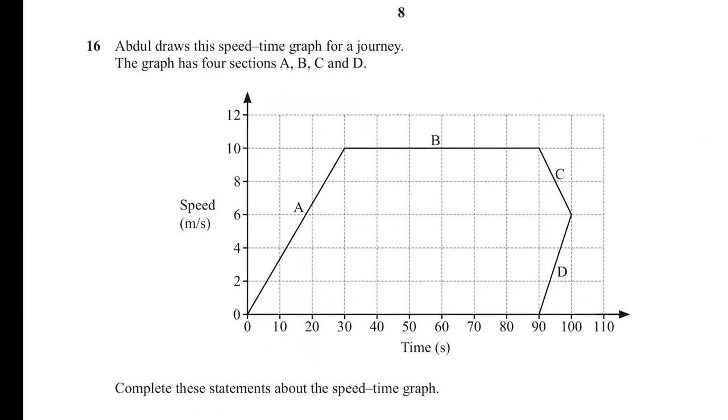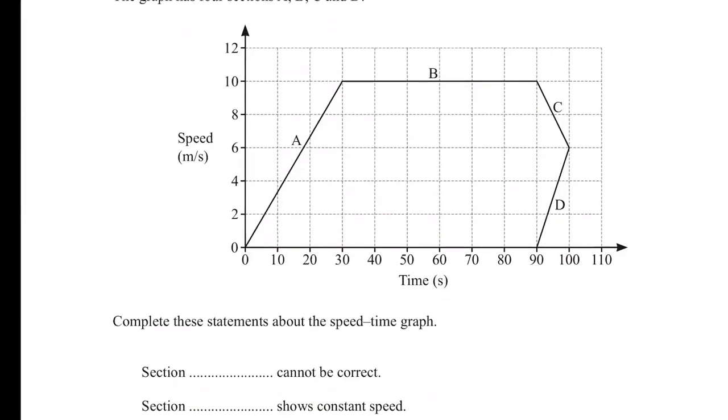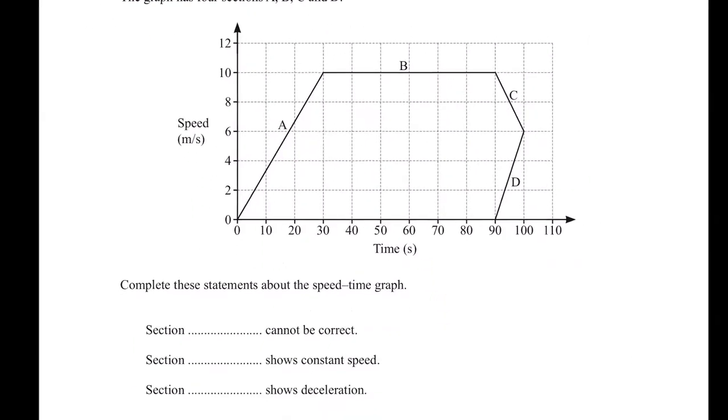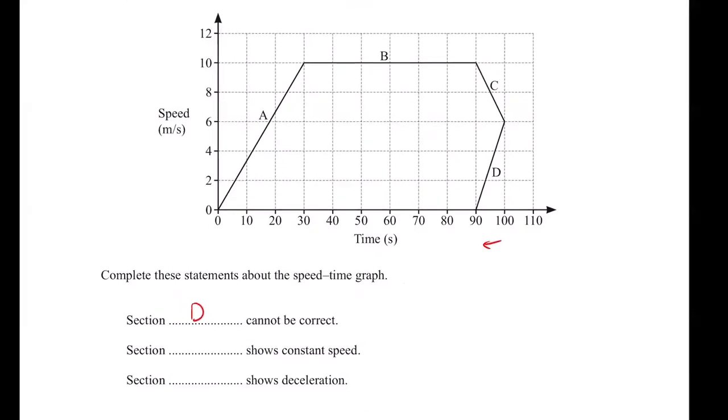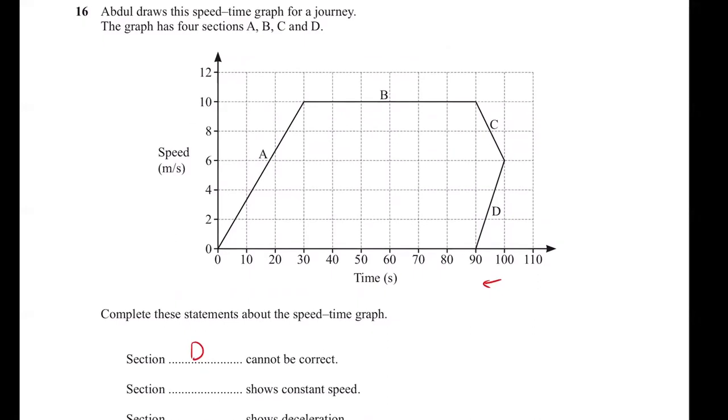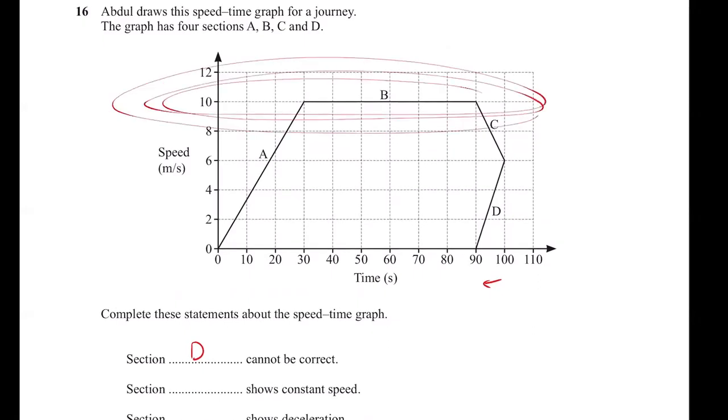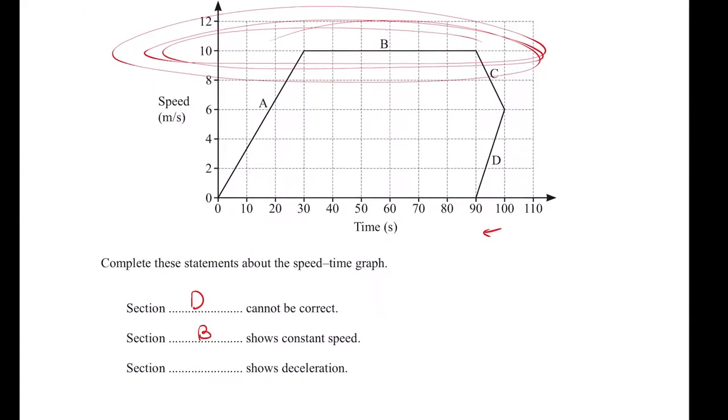Next up, Abdul draws the speed-time graph for a journey. The graph has 4 sections A, B, C, D. Complete the statement about the speed-time graph. Which section cannot be correct? Section D cannot be correct because it's not moving according to time. It's moving backwards in time, which is impossible. 100 to 90, impossible. Section shows a constant speed. Constant speed of 10 meters per second. Section B shows it. And section what shows a deceleration, a downward slope.